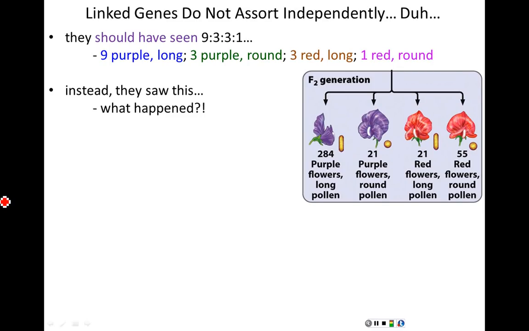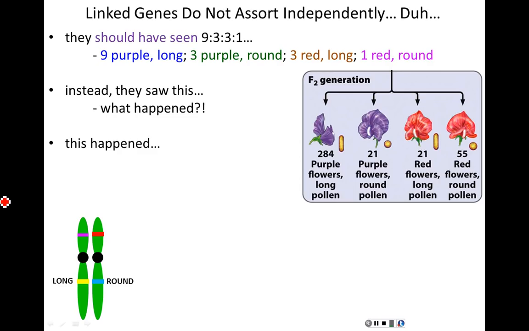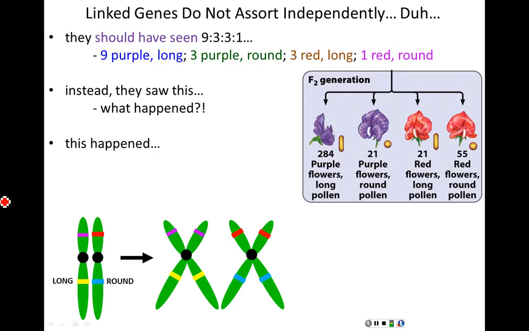It flies in the face of everything that was known up until this point. So what happened? Well, this happened. Long and round, F1, heterozygotic, right? Showing the long pollen grain phenotype. And purple and red up top represents the colors of the flowers themselves. Heterozygotic, F1 generation, purple dominant over red. We had interphase, chromosomes replicated. Prophase 1, synapsis, crossing over. Look what just happened.